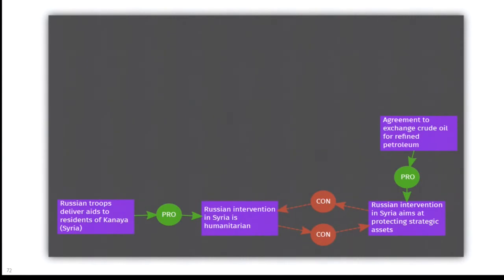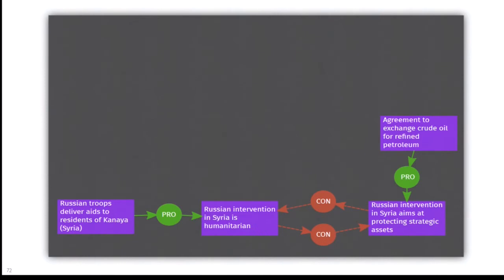So, in the case of the Russian intervention, we can have two hypotheses here. One of them is the Russian intervention in Syria is humanitarian. The other one is Russian intervention in Syria aims at protecting strategic assets. And we, as an analyst, can say these two cannot be accepted together. So one excludes the other, these two boxes are mutually exclusive. And you can start to identify whether there are elements supporting one or the other.